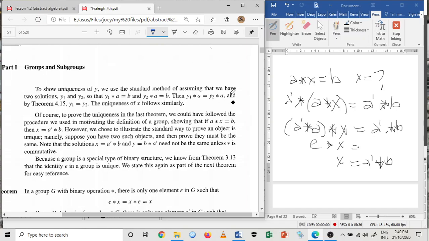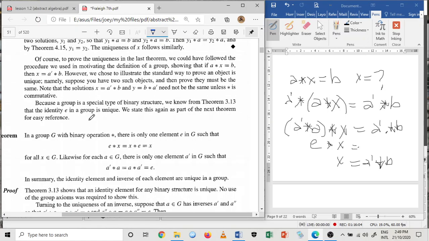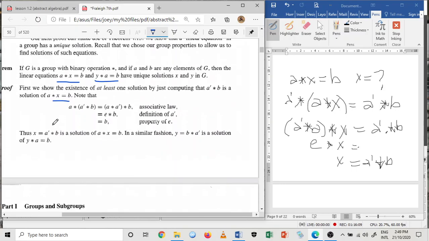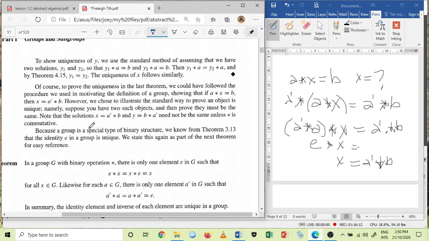Operate both sides by A prime, or actually this can be applied with the right cancellation. Using the right cancellation law, we cancel A. What will be left would be y sub 1 equals y sub 2. Meaning, there can only be one solution because we assumed that there are two, but it turns out that they are equal. The proof for the uniqueness of X here will be done in a similar manner.